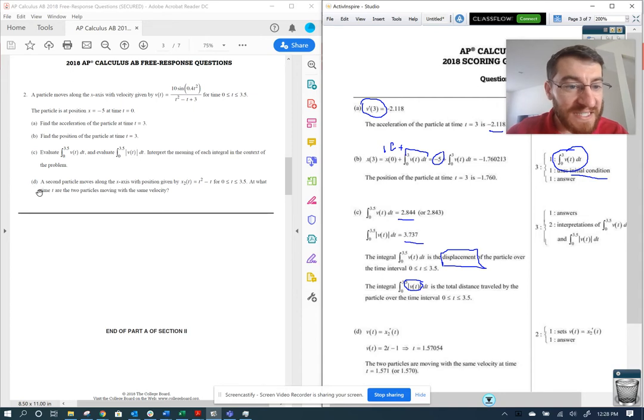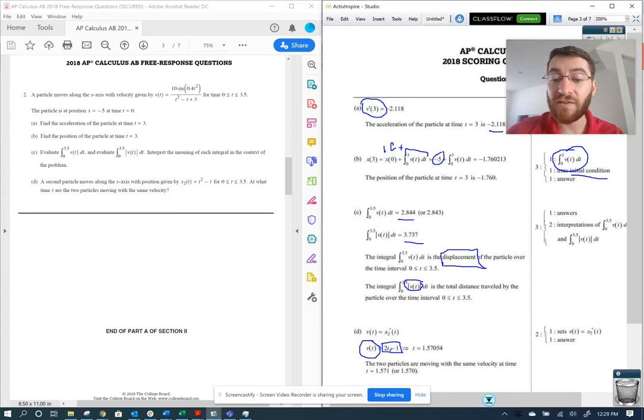So we got part D here. We have a second particle, and at what time are the two particles moving with the same velocity? So what you want to do is set the velocity, which is this function, and this is all in your calculator, equal to the derivative of the other particle's position. So if you set the two velocities equal to each other, we got velocity, and then we got the derivative of position, which is also velocity.